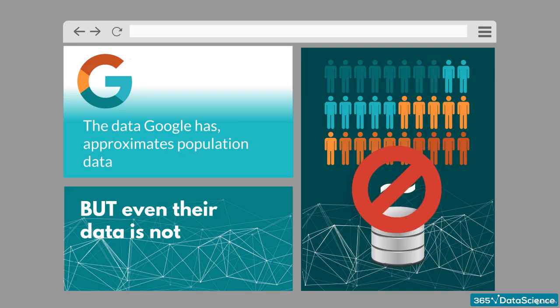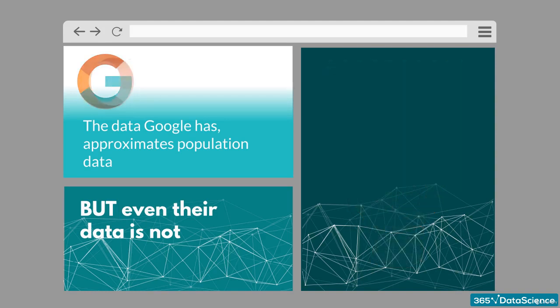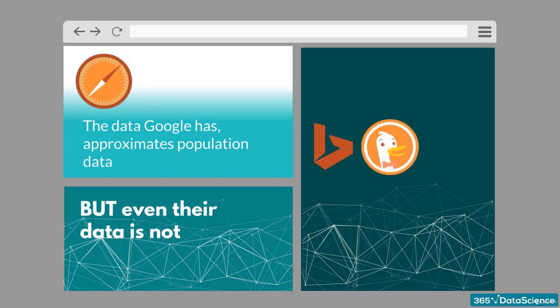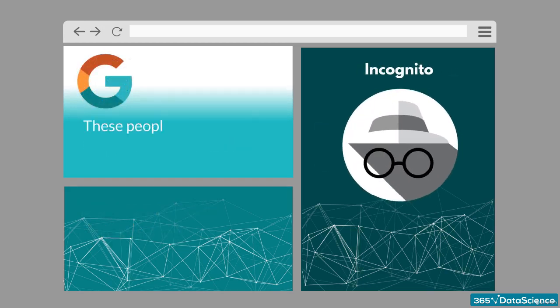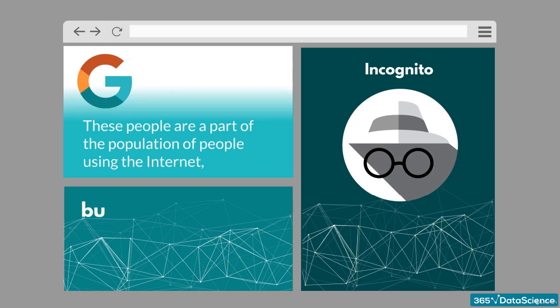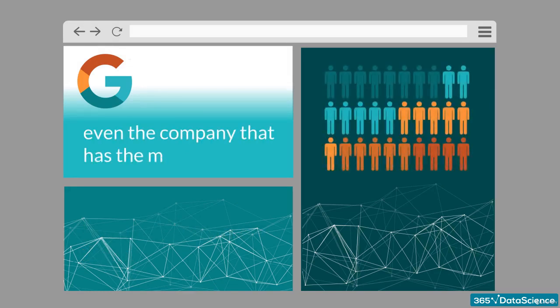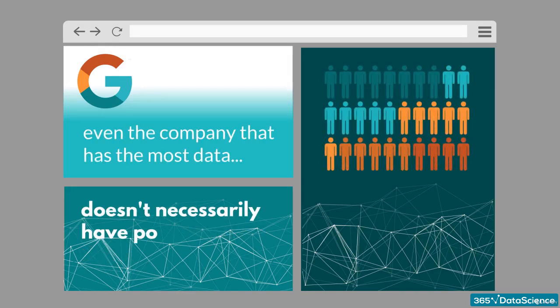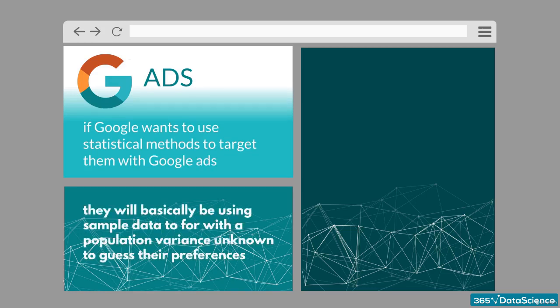There are people who are not a part of the Google ecosystem in any way. That can be done by using other browsers like Opera and Safari, or other search engines like Bing and DuckDuckGo, or video providers different from YouTube. Furthermore, they can browse in incognito. These people are a part of the population of people using the internet, but Google doesn't have much data on them. As you can see, even the company that has the most data doesn't necessarily have population data. So, if Google wants to use statistical methods to target them with Google Ads, they will basically be using sample data with a population variance unknown to guess their preferences.